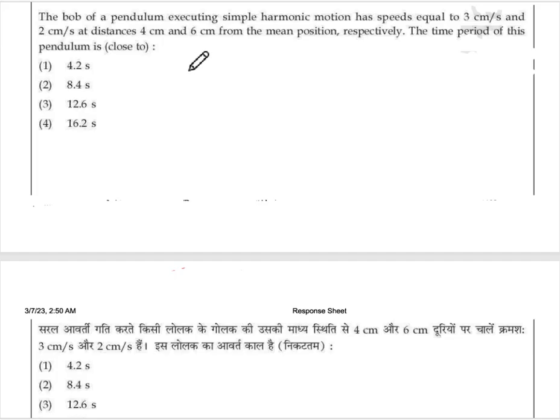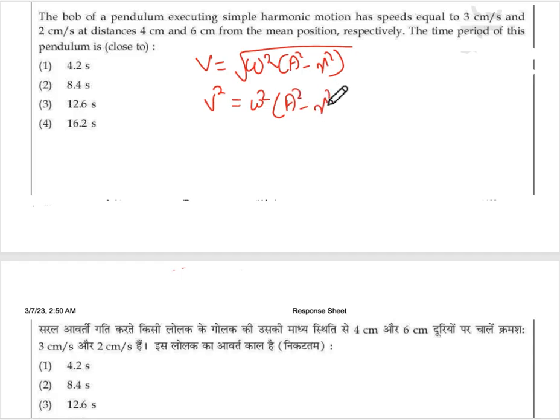So velocity v is equal to, if you remember, the square root of omega square into a square minus x square. If I write it simply, I can write v square. For simple harmonic motion, it will become omega square whole into a square minus x square. Okay, so now you have to put the values given in the question.